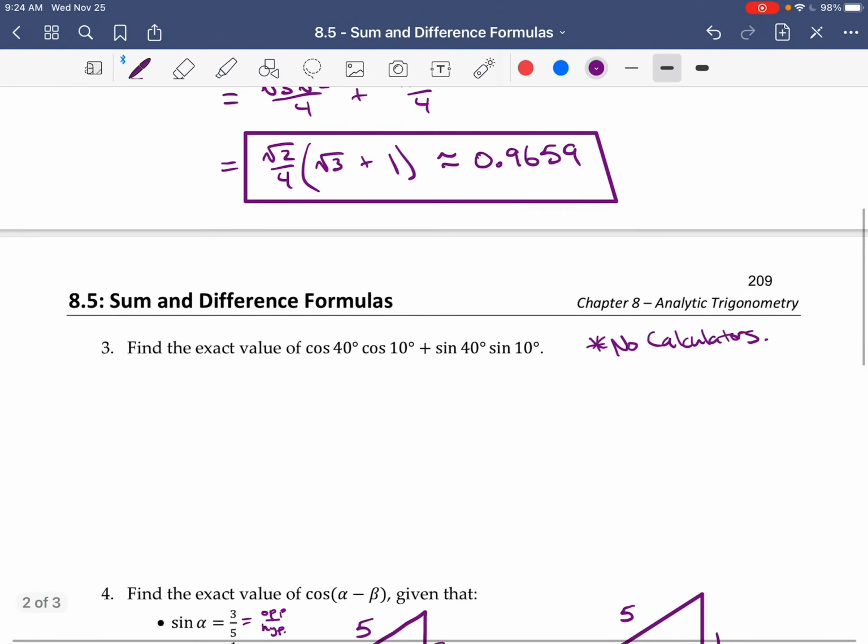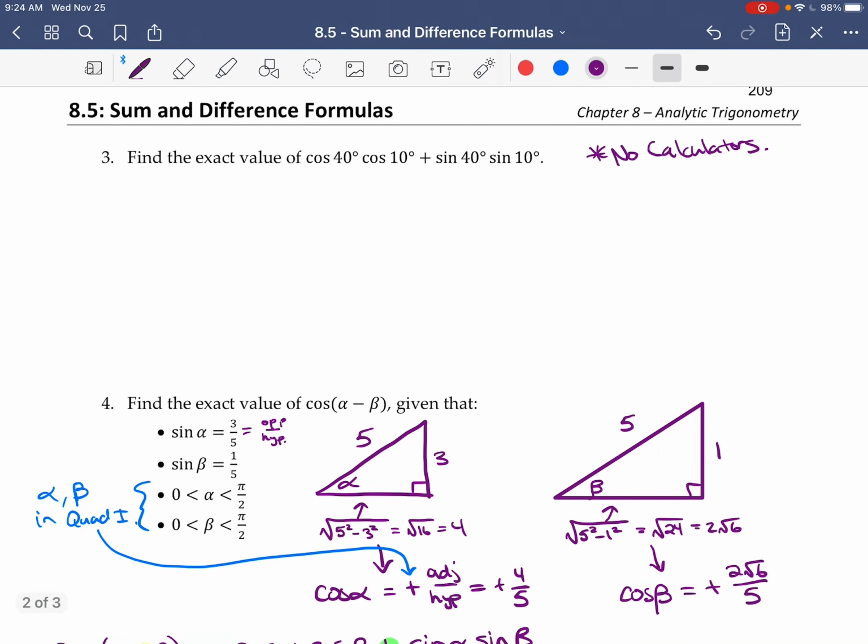Okay, let's try this one over here now. So we want the exact value of cosine 40 degrees times cosine 10 degrees plus sine of 40 degrees times sine of 10 degrees. I don't know anything about 40 degrees or 10 degrees, so I don't really want to be computing these on their own because I don't know their exact values. I can do it on my calculator and get an approximate value, but I don't know the exact value.